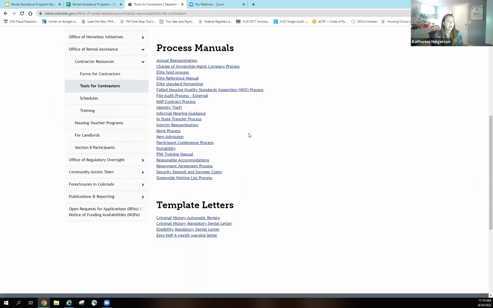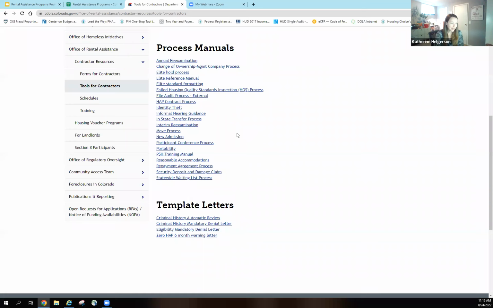We have a lot of process manuals, process sheets. How do I complete an annual re-exam? How do I do change of ownership? How do I put a hold on a payment in Elite? How do I report identity theft if a participant says this isn't my income on that EIB report? We have been able to centralize all of those process sheets that we've created. That's on this Tools for Contractors page.